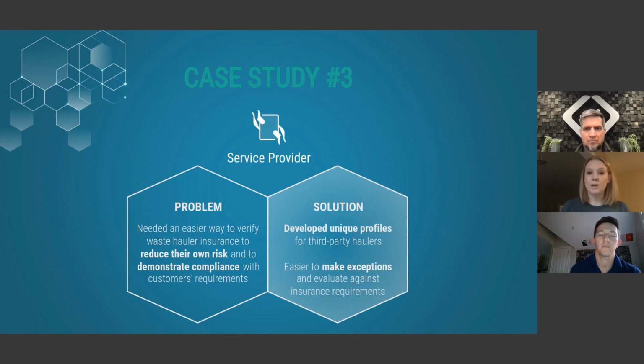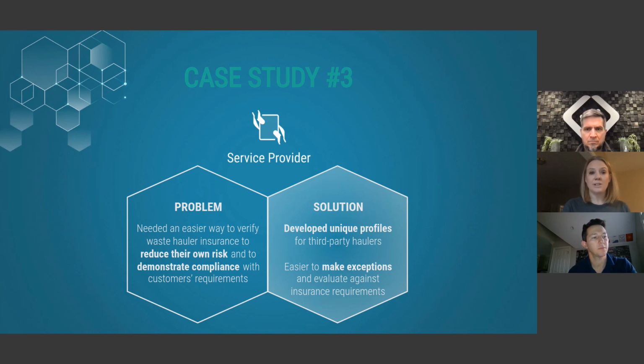So the problem that they brought to us is that they needed to be able to understand not only when one of their haulers, as they call it, met their baseline requirements, but if they had a customer that had additional requirements and that person was serving that customer, when did they also meet those requirements?